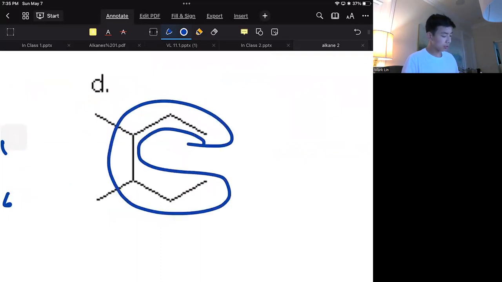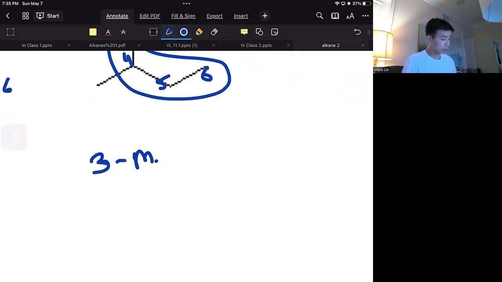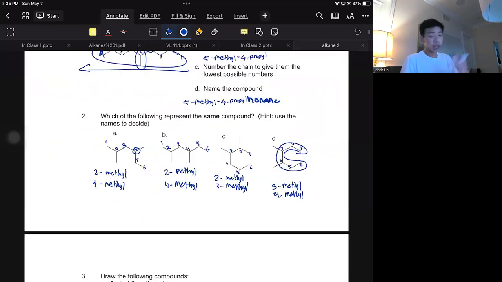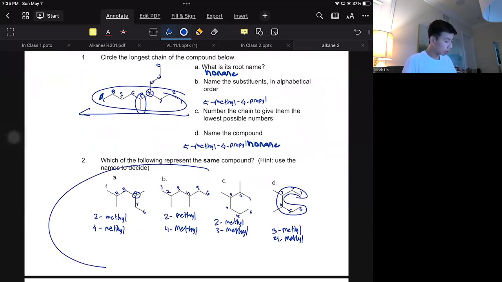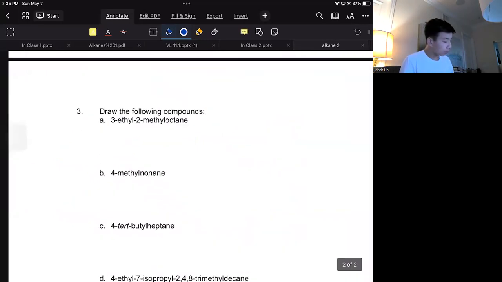This will be our longest one. And numbering them out, at 3 there's going to be a methyl, and at 4 there's going to be a methyl as well. All right, and so if you look at all these 4, we can see that A and B are the 2 similar ones. Let's move on to number 3.